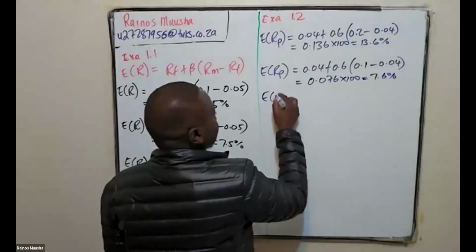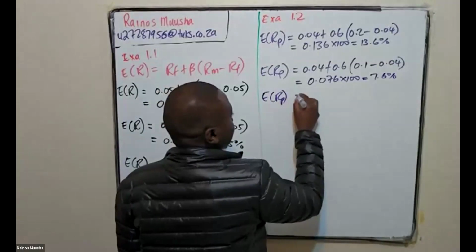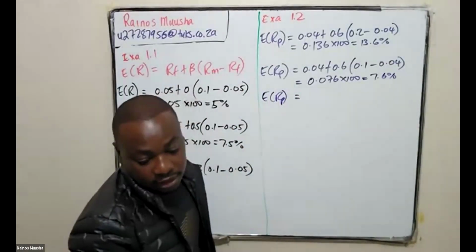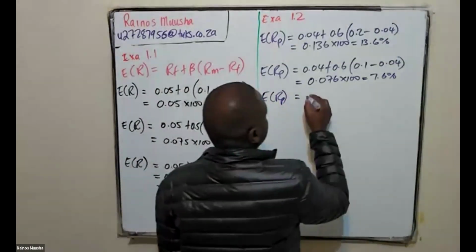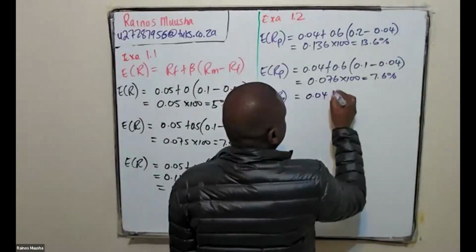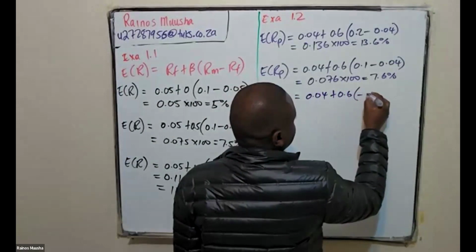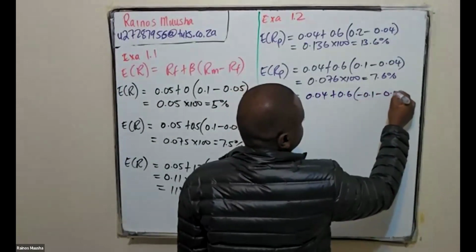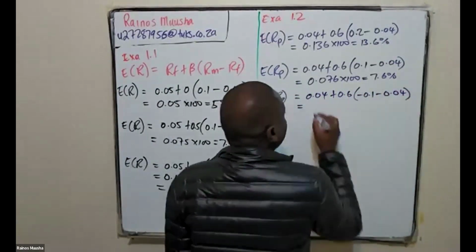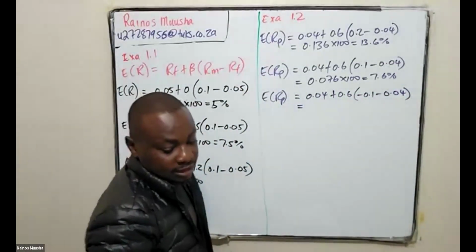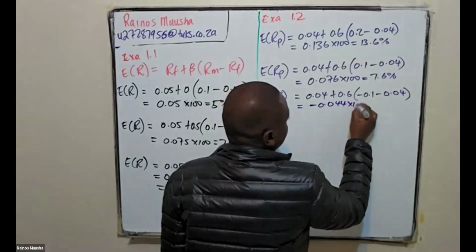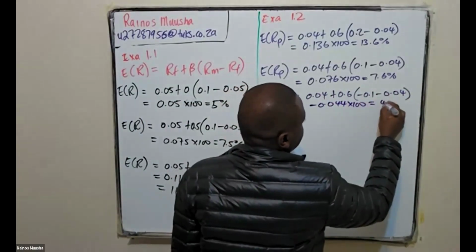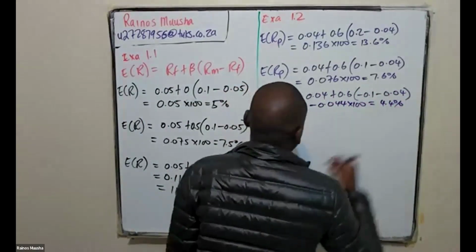7.6%. Then they also give us another scenario for the expected return of the portfolio, where they tell us that the market return is equal to minus 10%. So it's going to be 0.04 plus 0.6 in brackets, minus 0.1 minus 0.04. And if you do the calculation there, you will get a figure of minus 0.044. If you multiply that by 100, you get minus 4.4%.